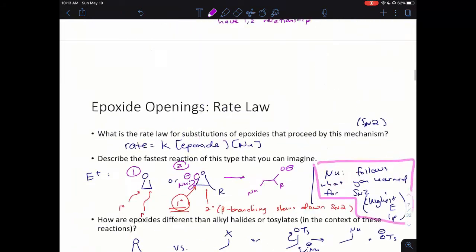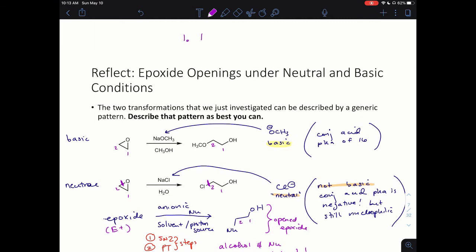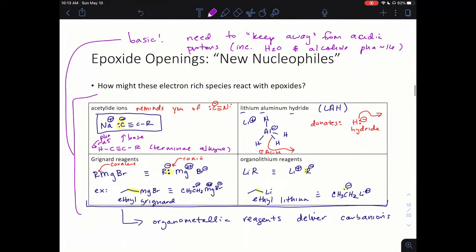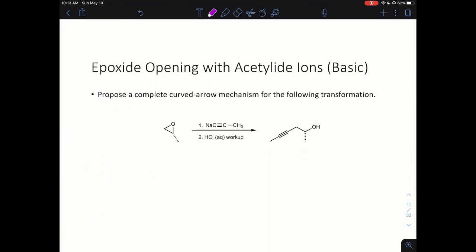So you might imagine that can be an issue because we have proton sources in these reactions. It's no big deal. What you're going to see is there's going to be a step 1 where you use the basic nucleophile, the super basic one, and then a step 2 where you use a proton source. Okay. Cool. So we're going to try to use these. So let's pause now, and I would like for you to propose a complete curved arrow mechanism for this transformation.